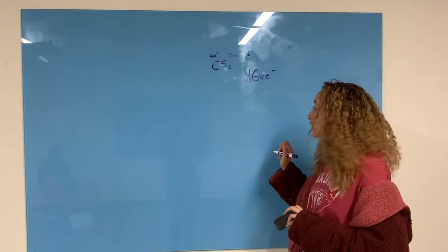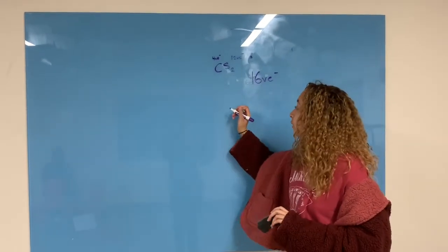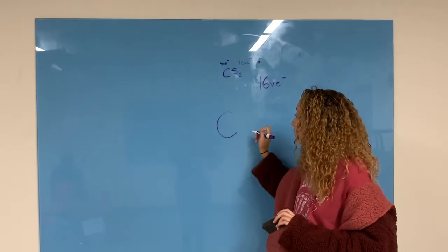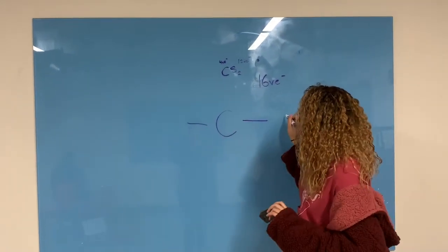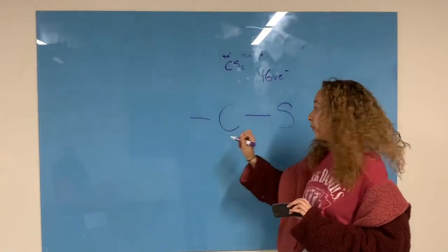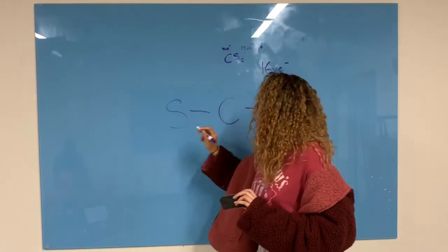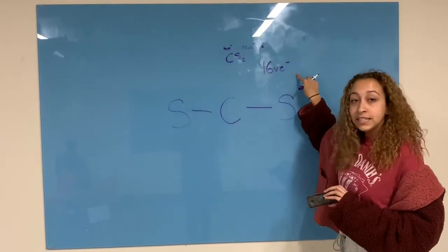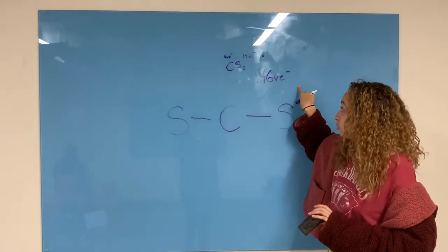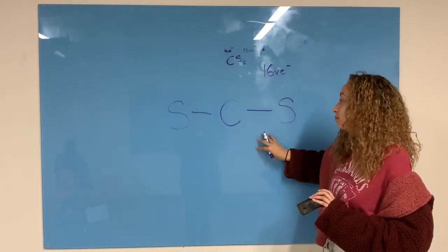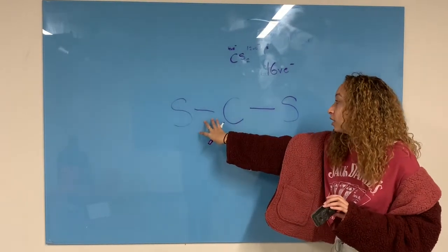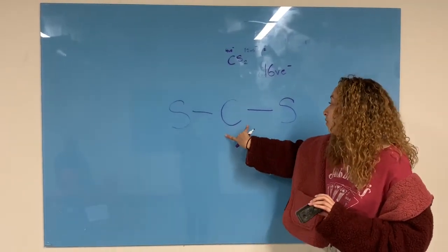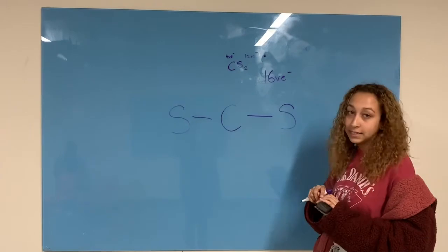Okay, so we're going to get started drawing our Lewis dot structure. We're going to start with carbon in the middle, and then we're going to attach our sulfurs to the side with just single bonds to start with. And we're going to remember that we have 16 valence electrons, so that's the valence electrons we have to work with in this molecule. So each line represents 2 valence electrons. So right now we have 4 valence electrons, and we need to get to 16.